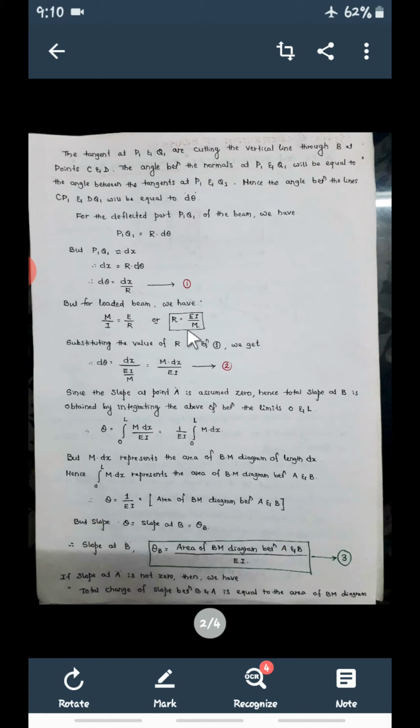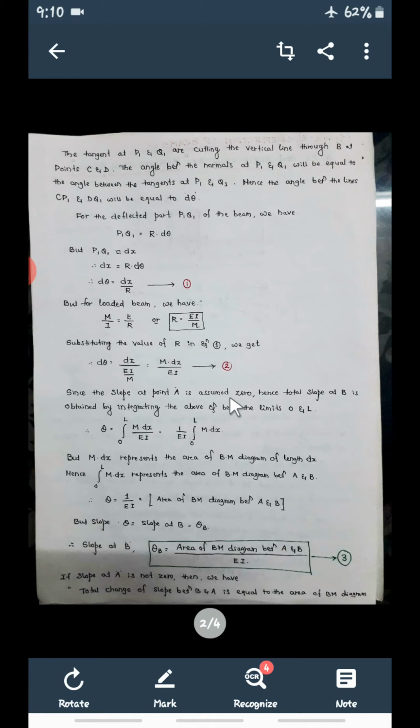Now substitute this R value in equation 1. So d theta is equal to dx divided by R, and R is EI by M. So d theta is equal to M into dx divided by EI. This is equation number 2. Now, since the slope at point A is assumed 0, because we have assumed that support A or end A is fixed.